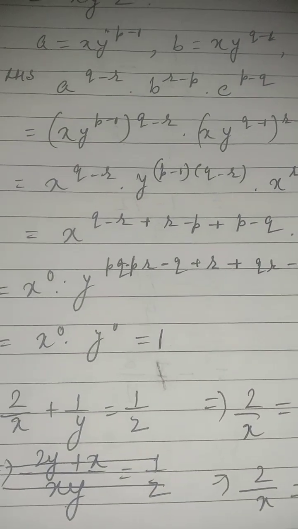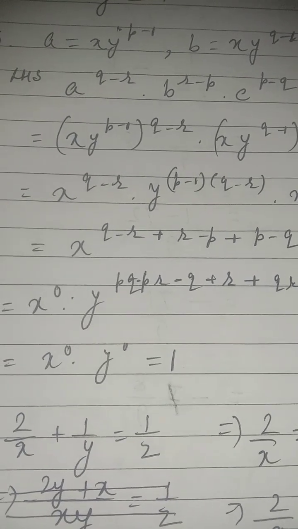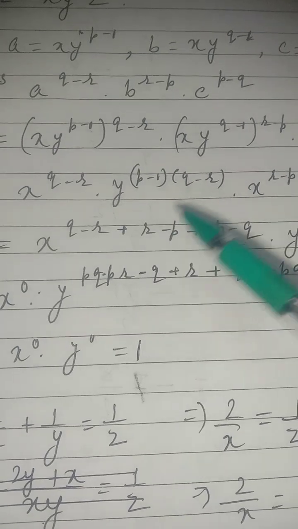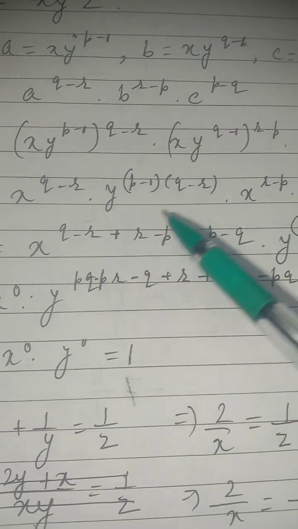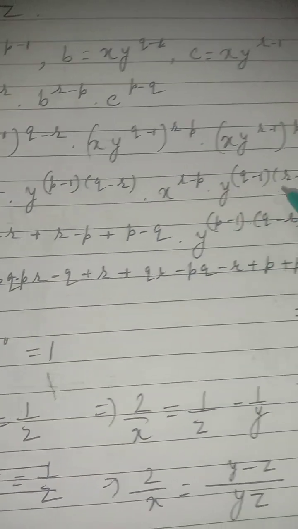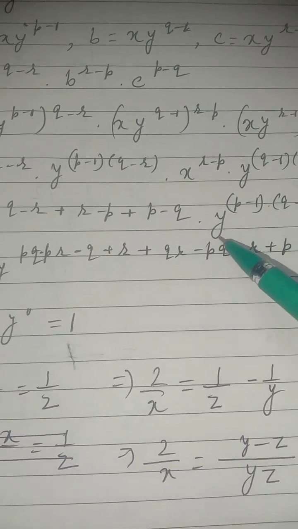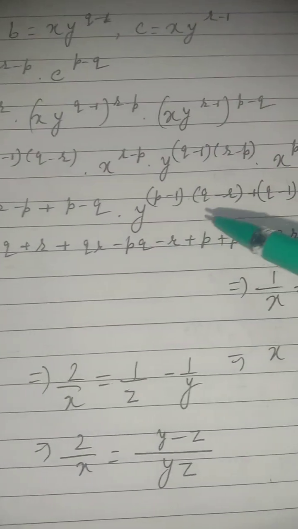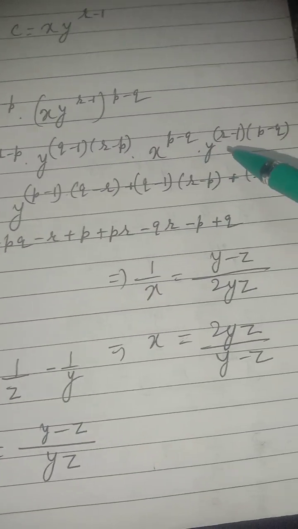Now all the exponents have to be added, since they are multiplied. We have the law a^m · a^n = a^(m+n). Since the base is the same and they are multiplied, the powers will be added. So x^((q-r)+(r-p)+(p-q)), and y^((p-1)(q-r) + (q-1)(r-p) + (r-1)(p-q)).